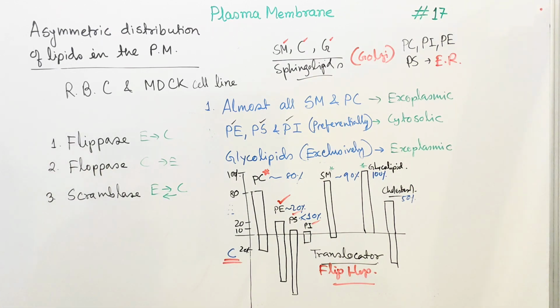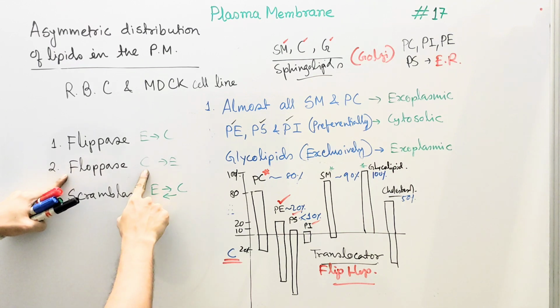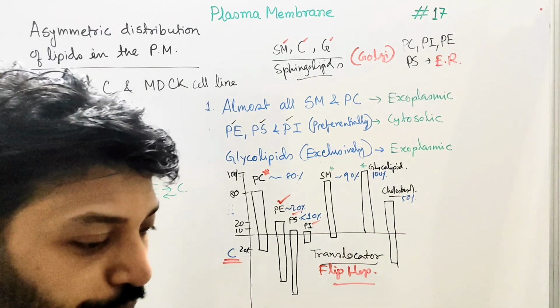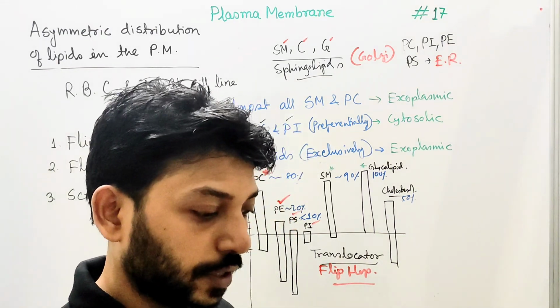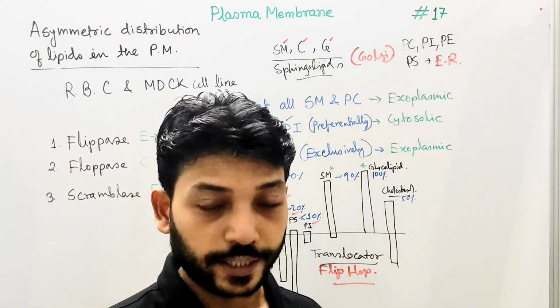Now in the case of phosphatidylcholine, this floppase enzyme will work because the lipid is present in the cytosolic leaflet, but it goes to the exoplasmic leaflet. So this is the main reason for the presence of phosphatidylcholine more in the exoplasmic leaflet.